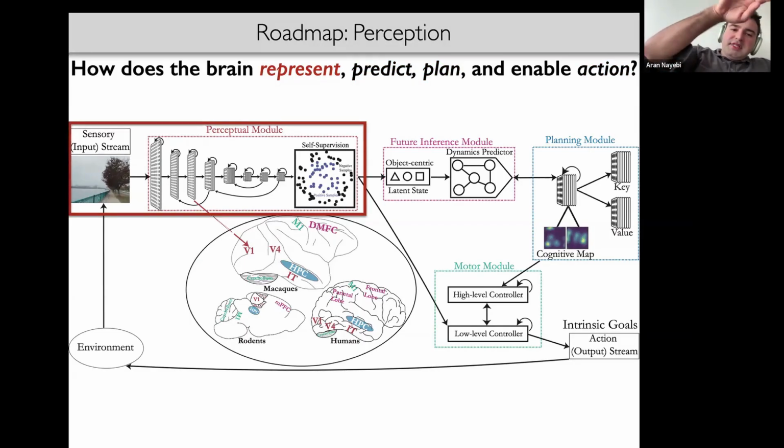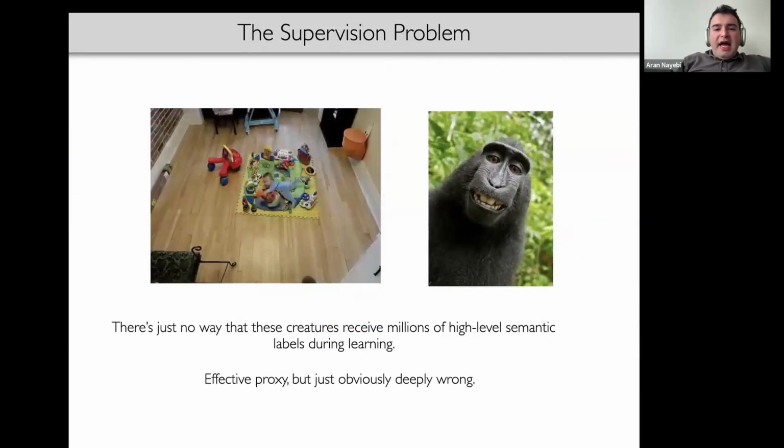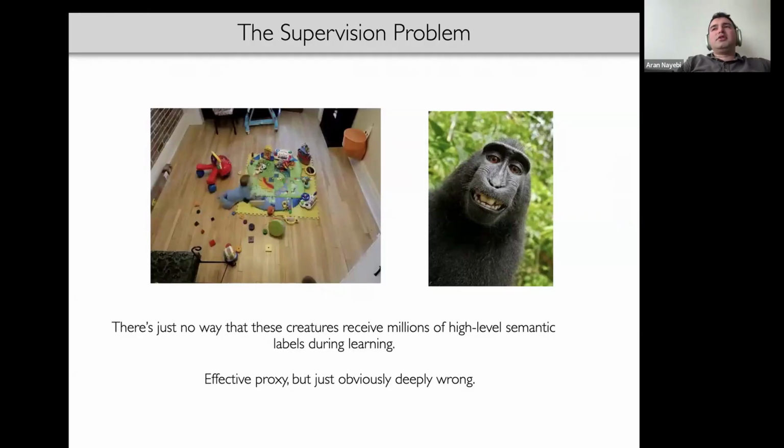So for the rest of the talk, I'm going to build up this agent from the ground up. I'm going to start with perception, then go to future inference and planning, and then taking actions under intrinsic goals. So just to start with perception, just to share some of our work there, one of the big AI challenges was that if you look at a baby going about its environment, it doesn't seem to have a very well-directed goal, right? It's exploring, and it's mostly in an unsupervised manner.